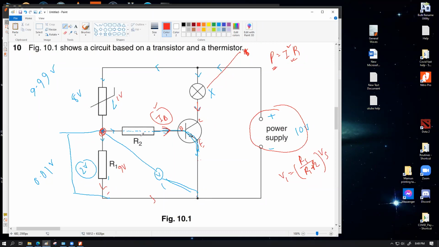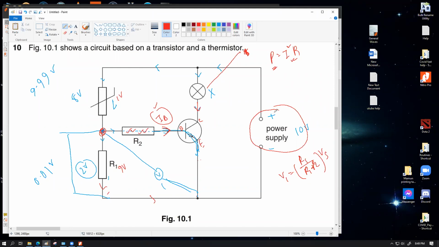The purpose of this R2 resistance is that the IB current does not become too large, because a very small IB current enables this circuit to work. So we don't want this base current to become extremely large. So even when there is a very high amount of voltage available, the purpose of this R2 resistance is to limit or make sure that the base current is kept within acceptable range.